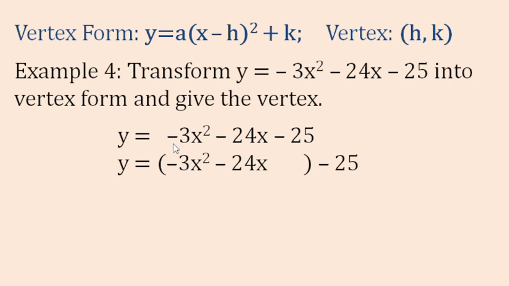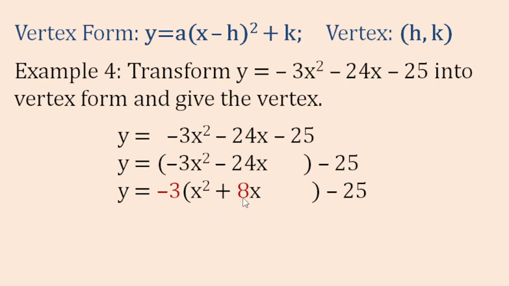We are going to bring this out by factoring. If we are going to bring this negative 3 out, this negative 24x will be affected. So it looks like this. If we are going to multiply back again, notice that negative 3 times x squared is equal to negative 3x squared, and negative 3 times 8x equals negative 24x.